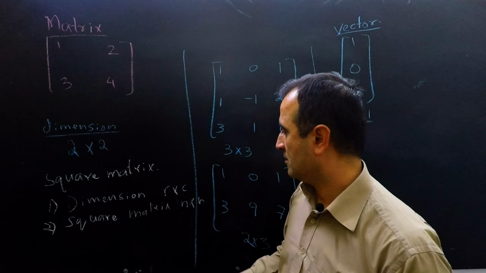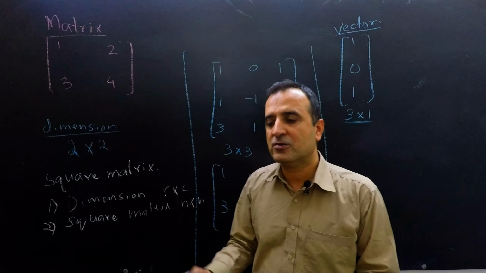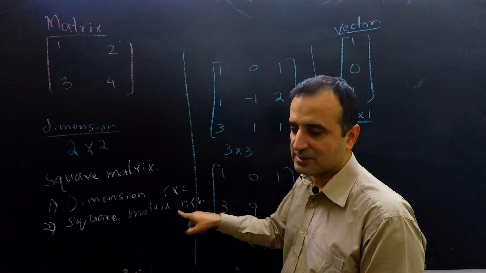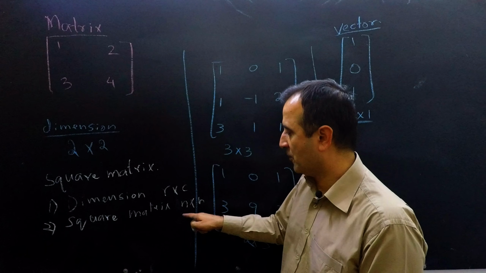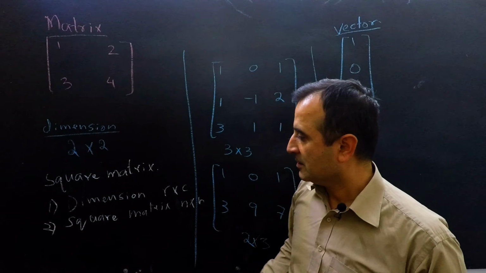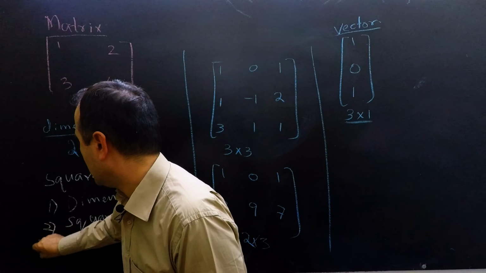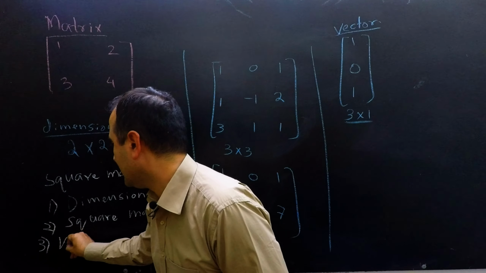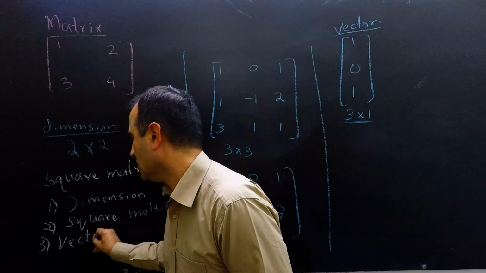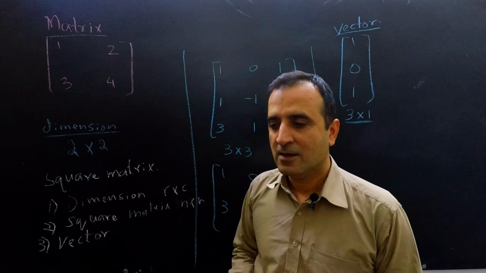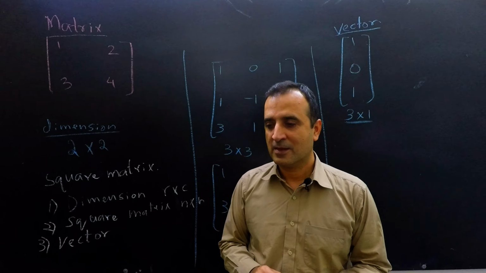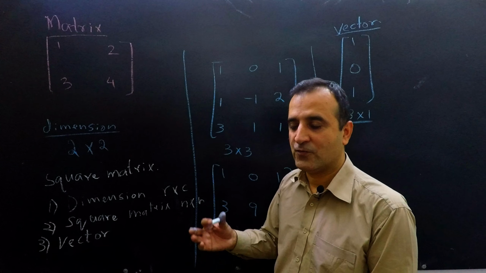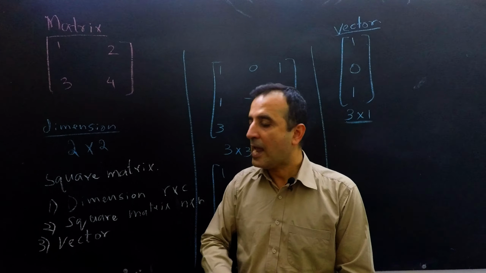Usually we use n, but we can use any other letter. You can say m times n. It's like a variable. You can put any values in the n. And the third thing we have learned is about a vector. A vector is anything which has only 1 column, and it can have any number of rows.